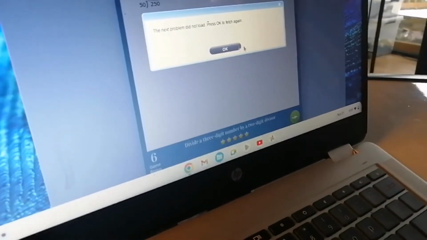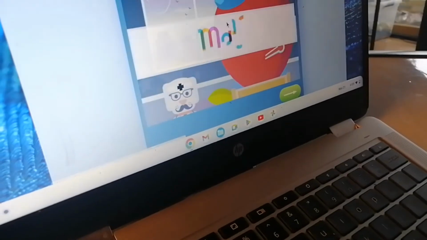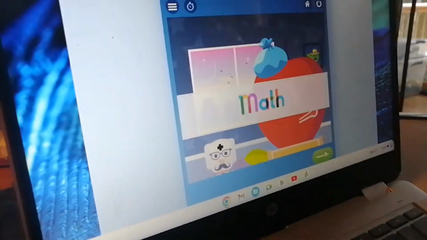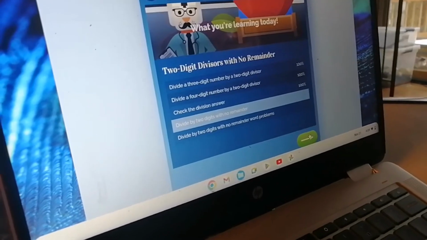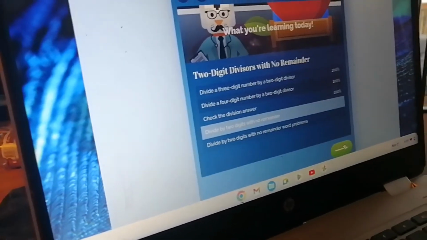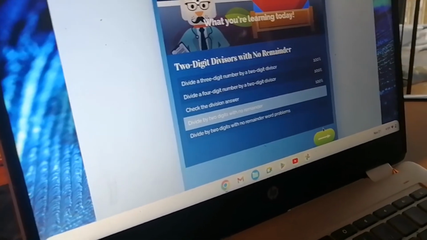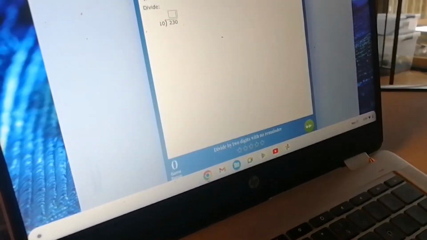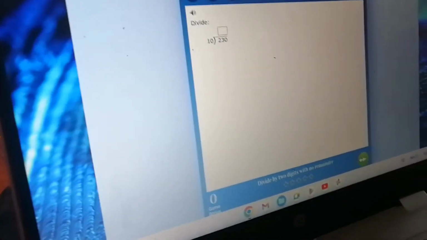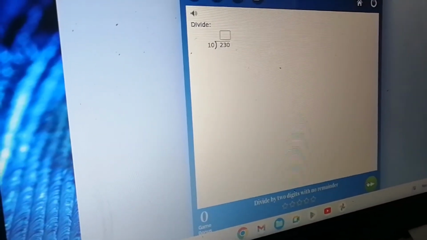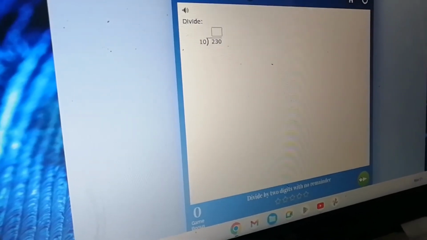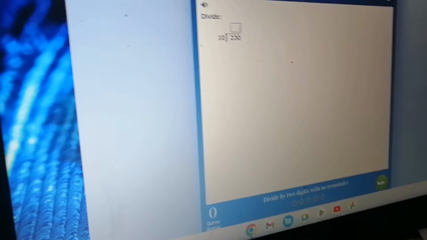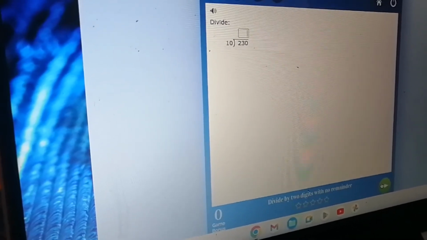Our internet goes on and off here. Let's do this, we've got to get to the end of this. Divide. Okay, 230 divided by 10 equals. We just did this problem. Sometimes MobiMax, especially if the internet cuts out, loses everything, but typically this doesn't happen. Anyway, we'll correct this, but we already went through all these problems.